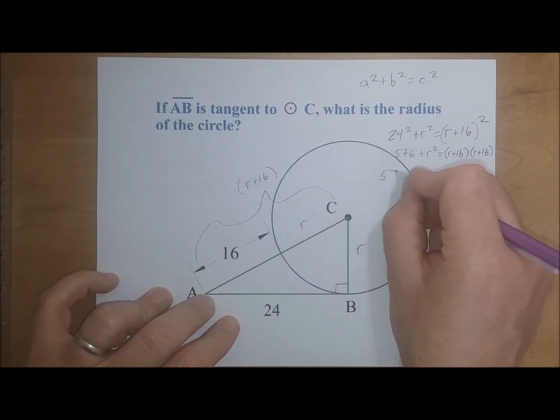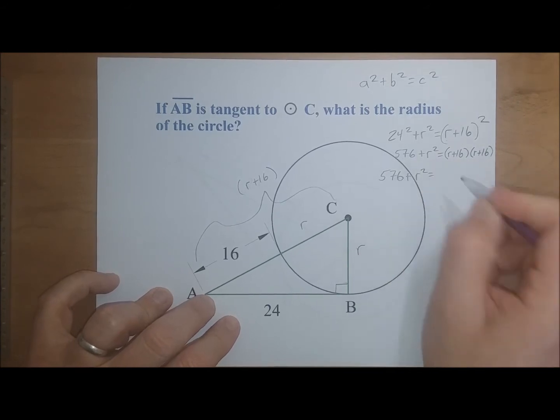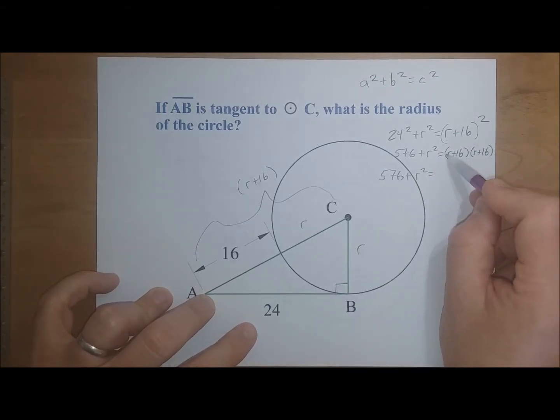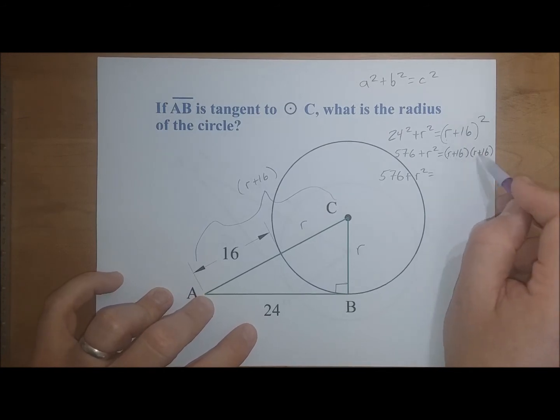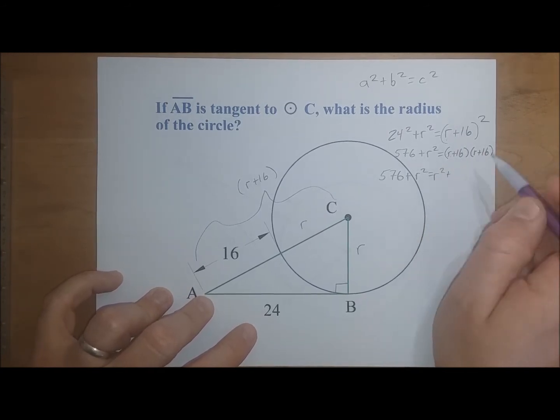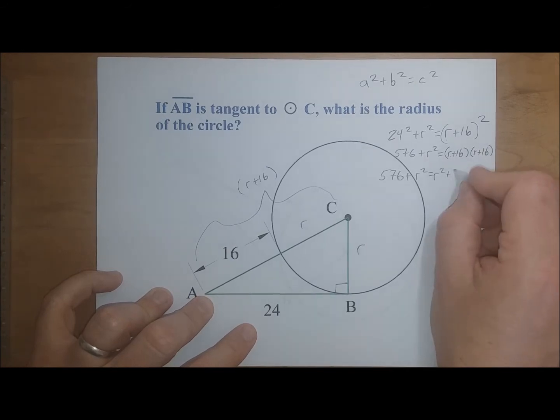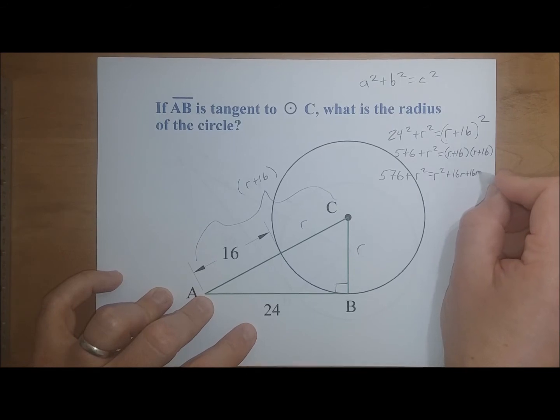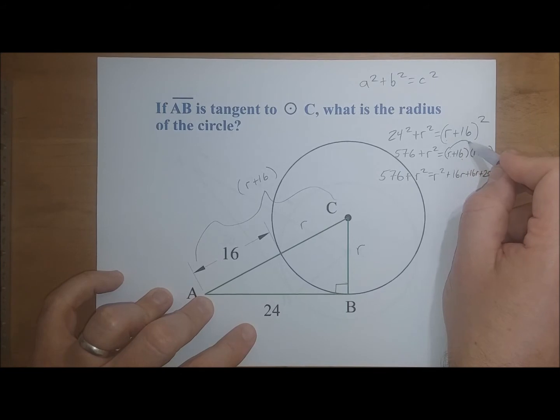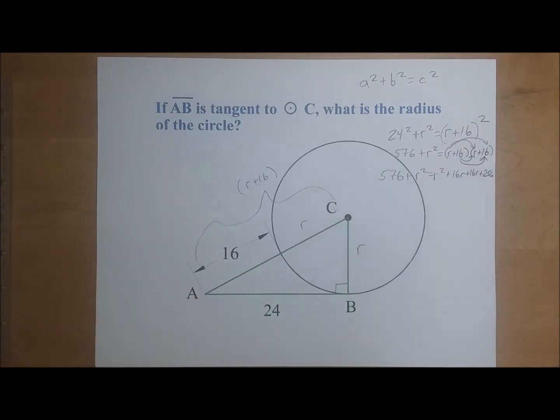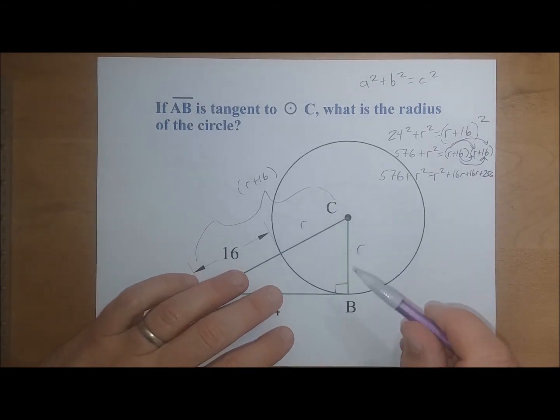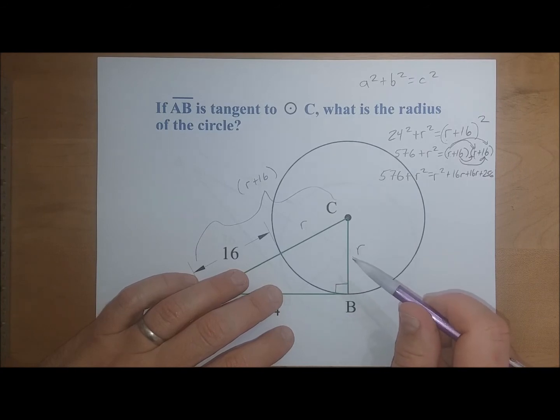So I'm going to get 576 plus R squared equals, remember, we have to FOIL this. It's just double distribution. R times R is R squared, plus R times 16 is 16R, plus 16R here, plus 16 times 16 is 256. Good. That was just our FOILing, if you forget: first, outer, inner, last. You get the little crescent moon.